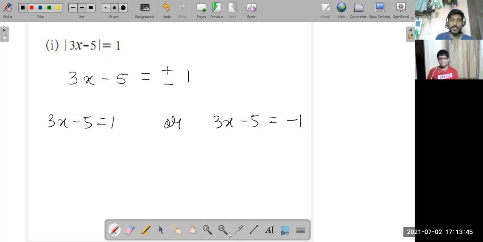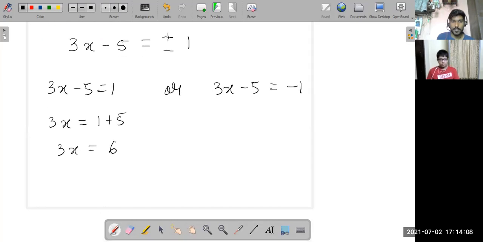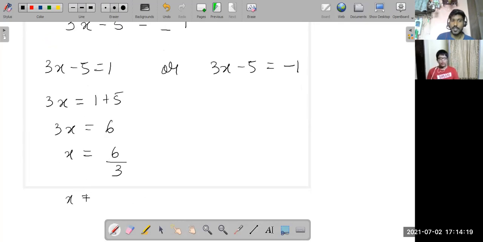Okay. Now, we get two equations here. Both these equations you solve separately. So first we'll solve this one. Take minus 5 to the other side. What will happen when you take minus 5 to the other side? It will become plus 5. So 3x is equal to 6. So what is the value of x? x is equal to 6 upon 3, that is 6 divided by 3, which is 2. 3 ones are 3, 3 twos are 6. So in this first equation, x is 2.